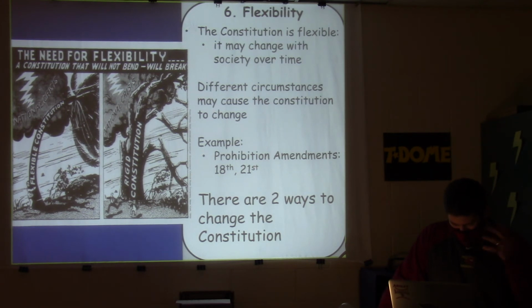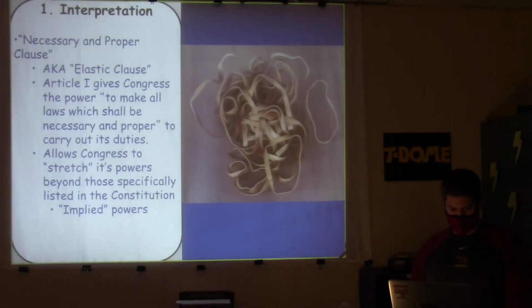So, different circumstances may cause the Constitution to change. The best example is prohibition. The 18th Amendment said alcohol is illegal federally. And then the 21st Amendment repealed that. So there are two ways to change the Constitution. We'll look at them really quickly.